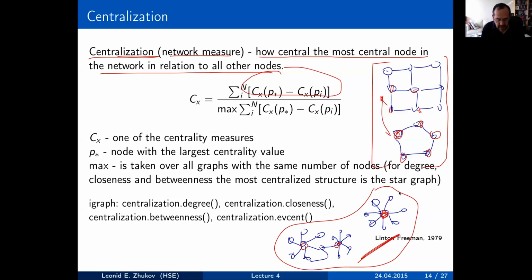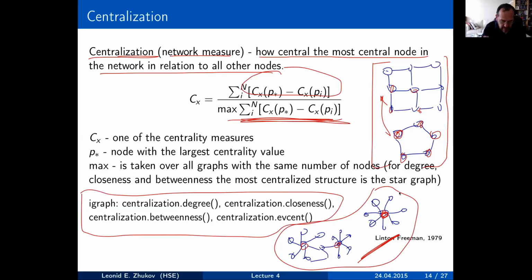normalized by the most central structure you can possibly have. And the most central structure is always a star. So you take a graph and you calculate the numerator, and the denominator comes from building the star of the same number of nodes and just computing this value for the star. And again, you don't really have to do anything yourself. You just call those functions within iGraph. You pass a graph to those functions. The functions will give you back the value.